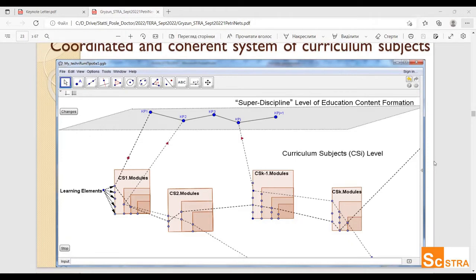And here you can see the common view of this system. Finally, we obtain in such a way the system of curriculum subjects based on the frame system and semantic networks, and all the changes which happen on the super-discipline level are immediately spread via the learning elements through all the system of modules of all the disciplines. In such a way, we obtained a really sensitive and flexible system.